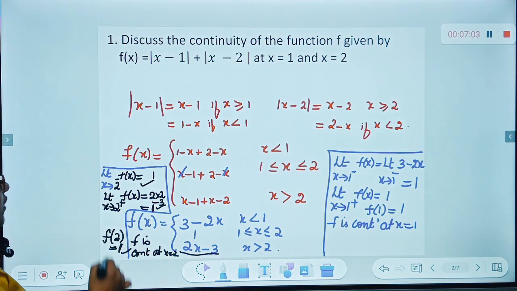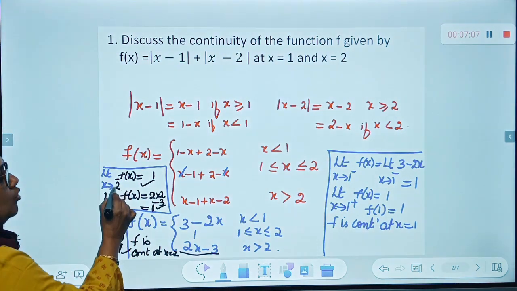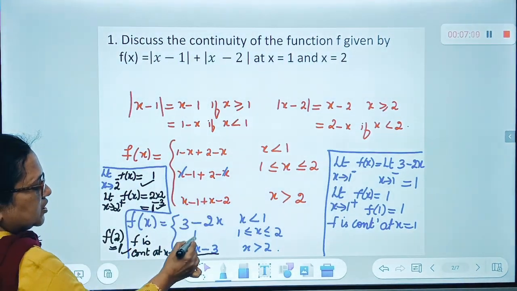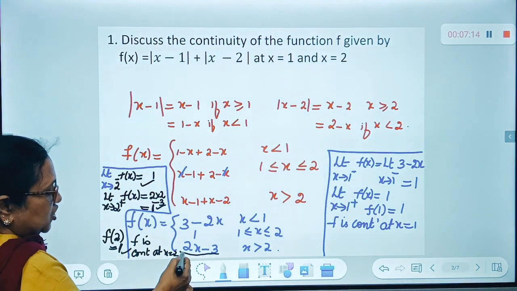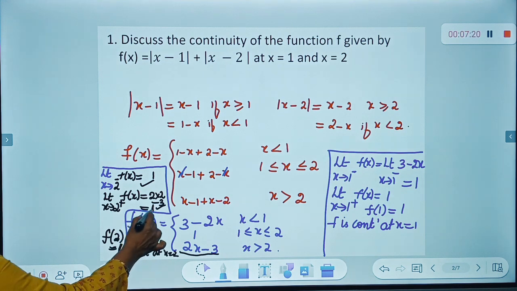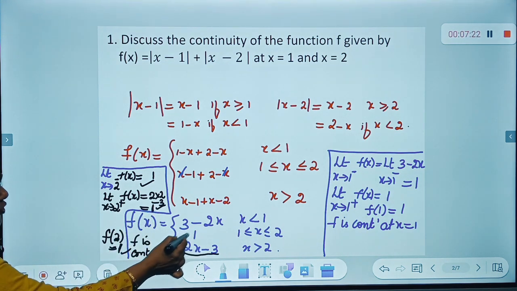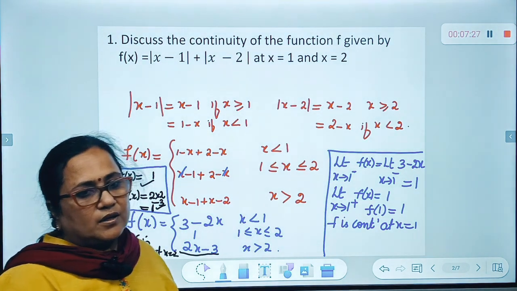When you look at continuity at x equal to 2, then when it is limit x tends to 2 minus, what is the function? This one, 1. When it is 2 plus, what is the function? 2x minus 3. How will you find the limit? Replace x by 2. So 4 minus 3, which is 1. What is f of 2? 1. So f is continuous at both 1 and 2.